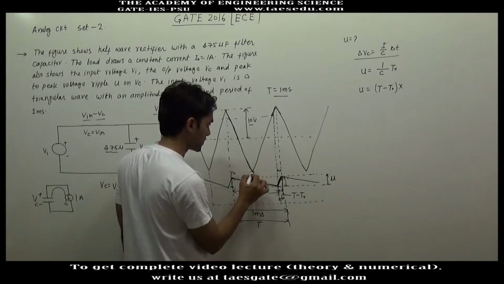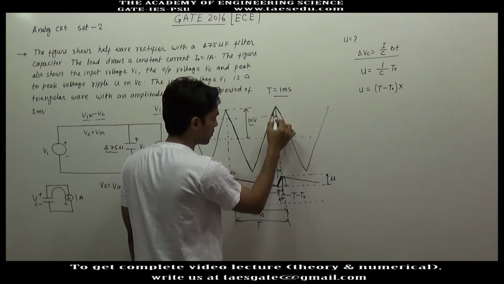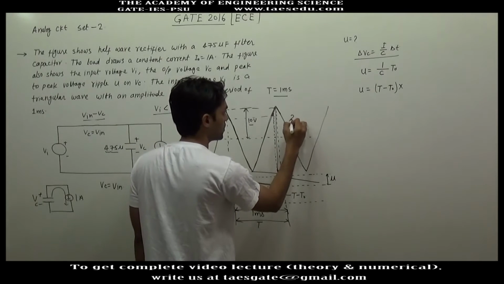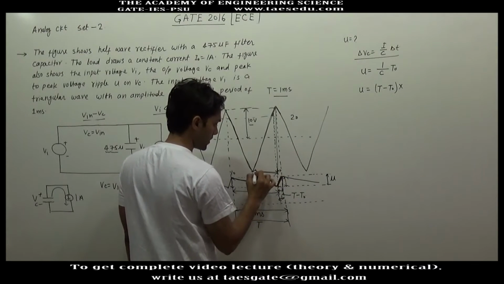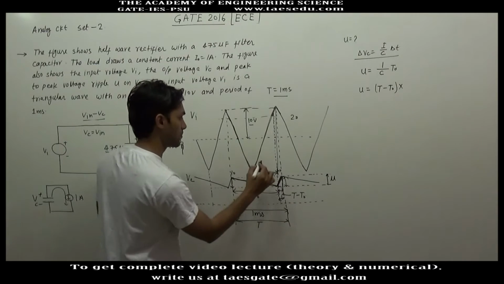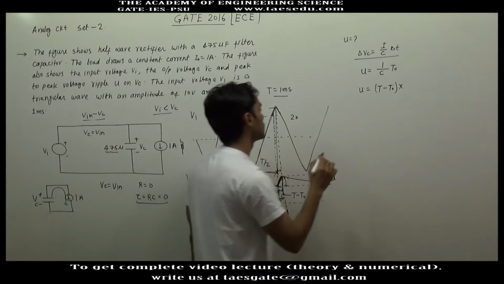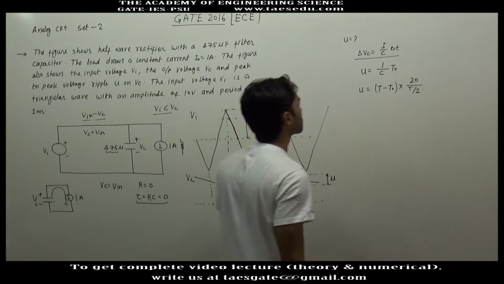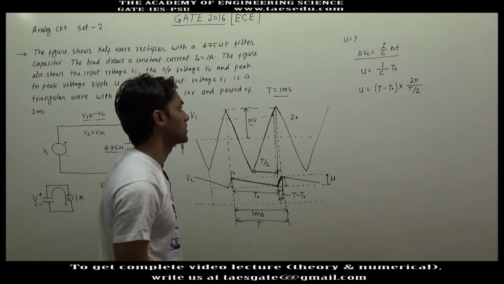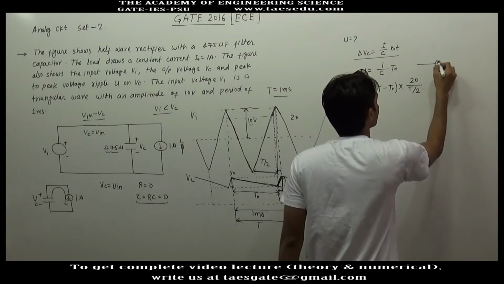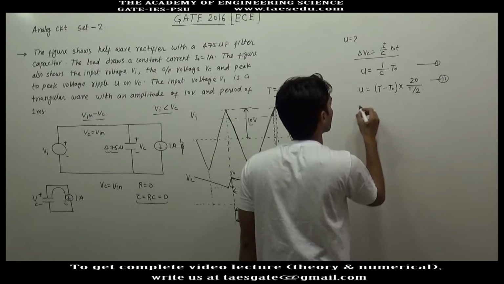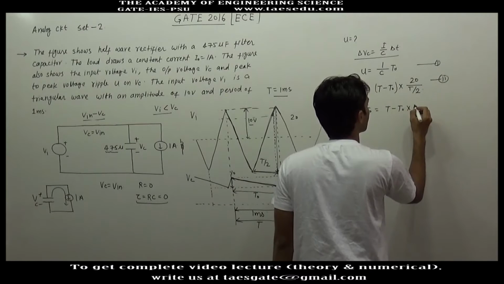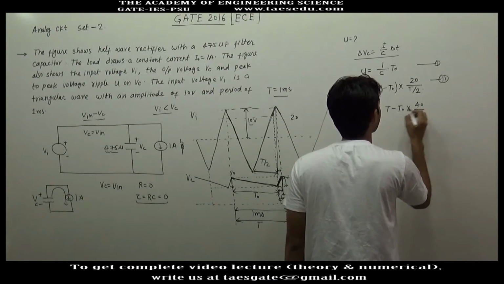So what is the slope of this line? The change in voltage is 10 plus 10, the peak is 10 volt, so 20 volt, and the change in time is half of the time period, that is T by 2. So the slope will be the change in voltage divided by the change in time. Okay, so equation 1 and equation 2 are the same. I mean 1 by C into t naught will be equal to t minus t naught into 40 by T.